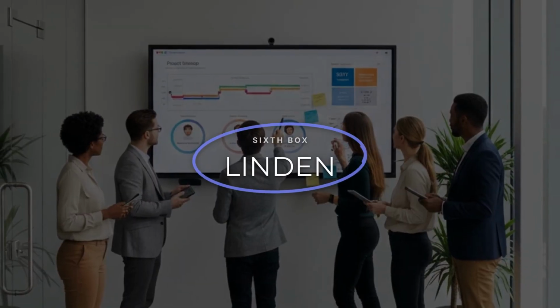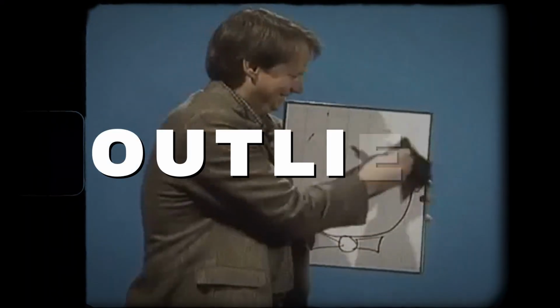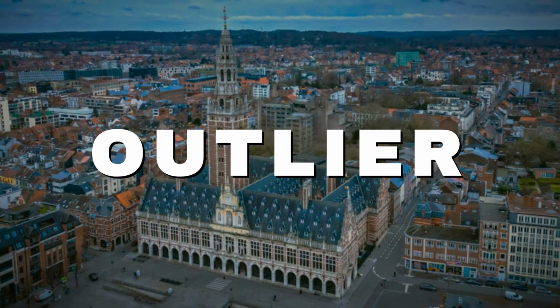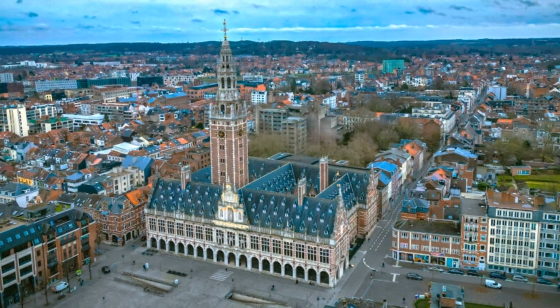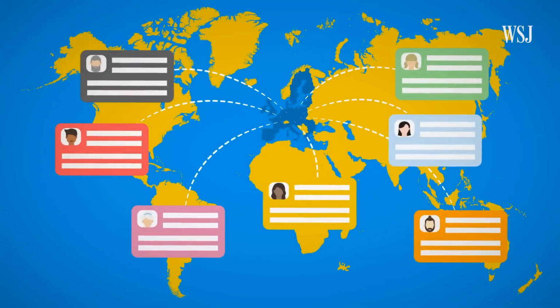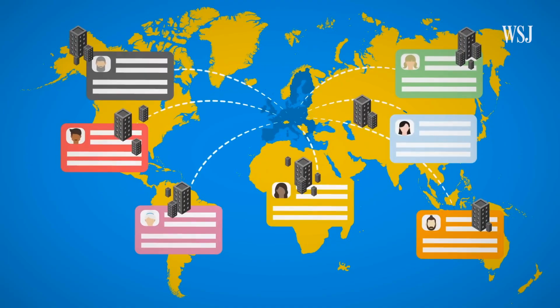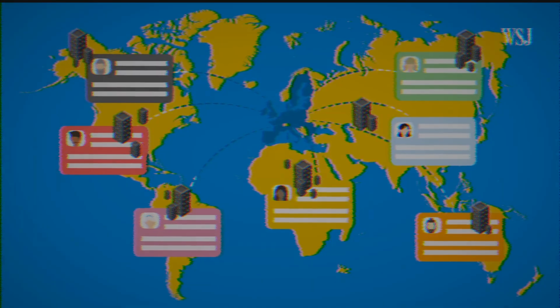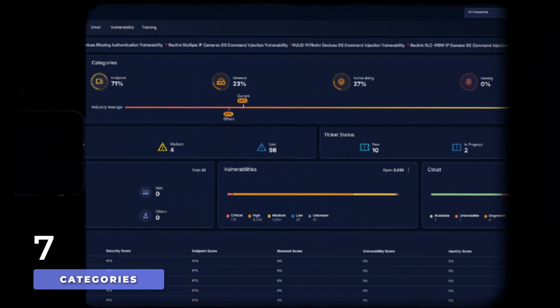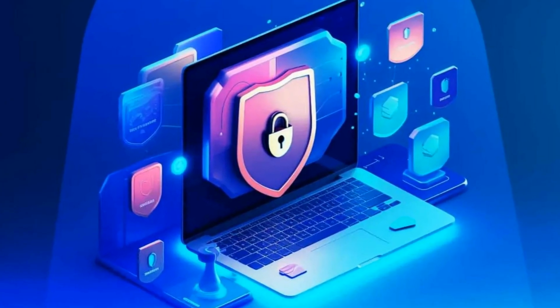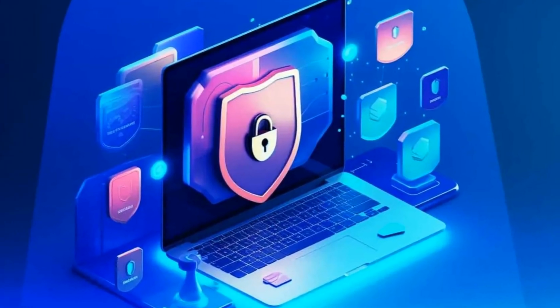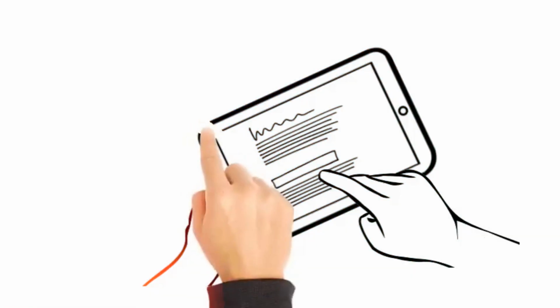6th box. LINDDUN. LINDDUN is the outlier. Kim Wuyts, Riccardo Scandariato, and Wouter Joosen built it at KU Leuven in Belgium in 2014. Every other framework on this map is a security framework. LINDDUN is a privacy framework. 7 categories: linkability, identifiability, non-repudiation, detectability, disclosure of information, unawareness, non-compliance.